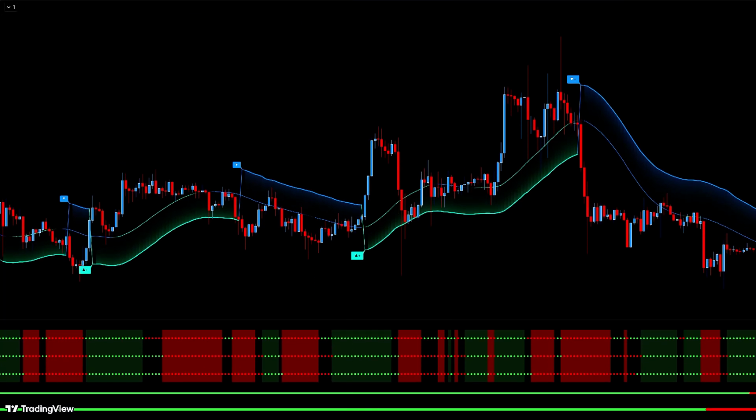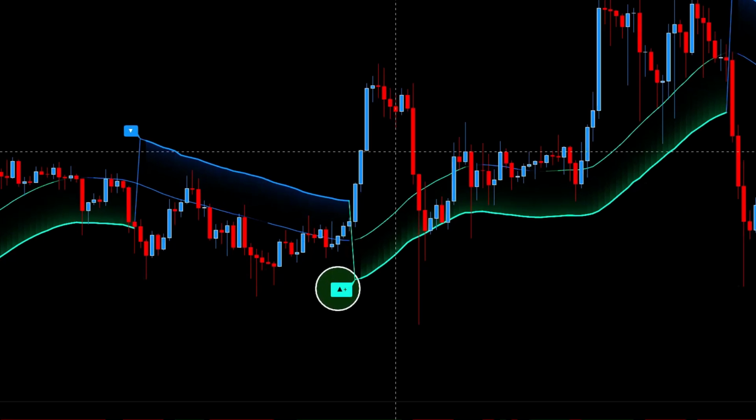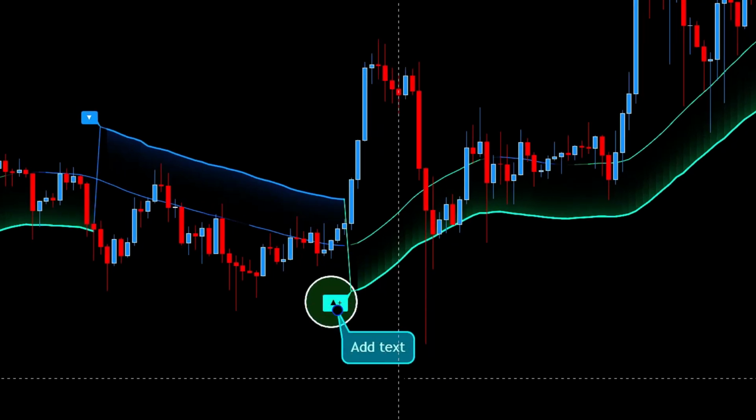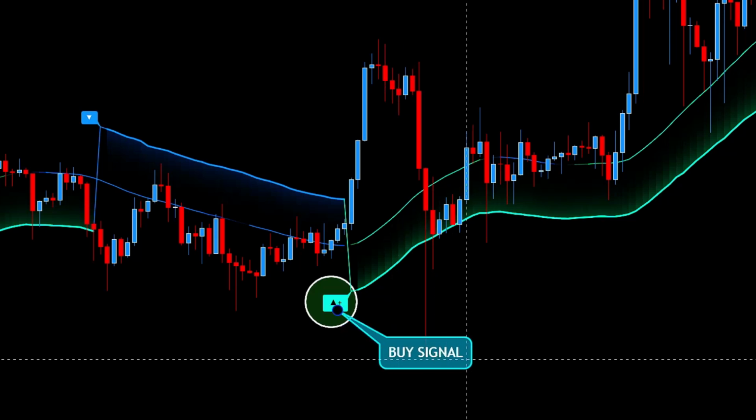So now we have both our indicators set up and ready to work together. And here's the core of how we actually make money with this trend following strategy. It's all about combining the signals from our 2 indicators.